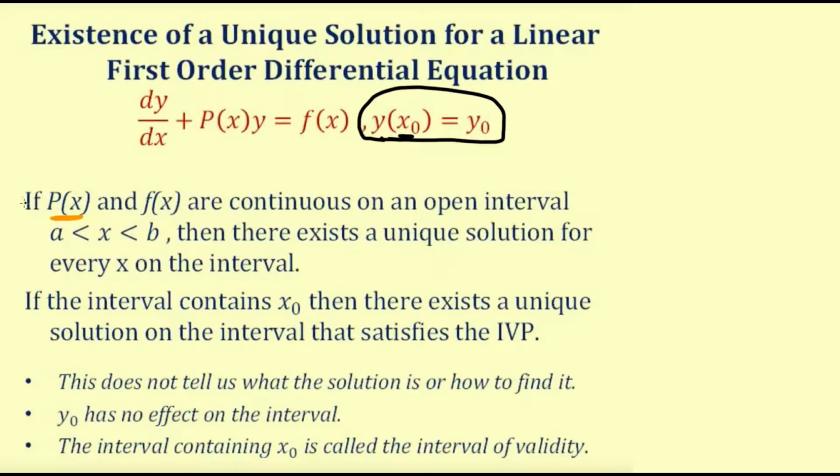Now here it says if p of x and f of x are continuous on an open interval, like between a and b, then there exists a unique solution for every x on the interval. If the interval contains x0, then there exists a unique solution on the interval that satisfies the initial value problem. This does not tell us what the solution is or how to find it. Y naught has no effect on the interval. This interval containing x0 is called the interval of validity.